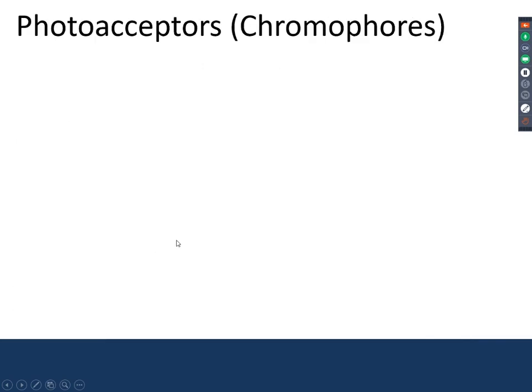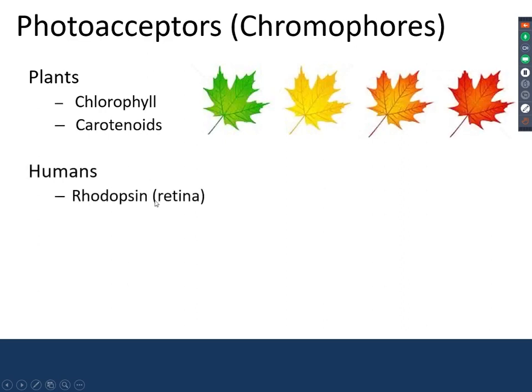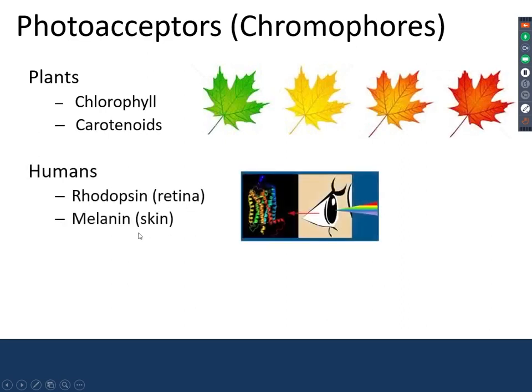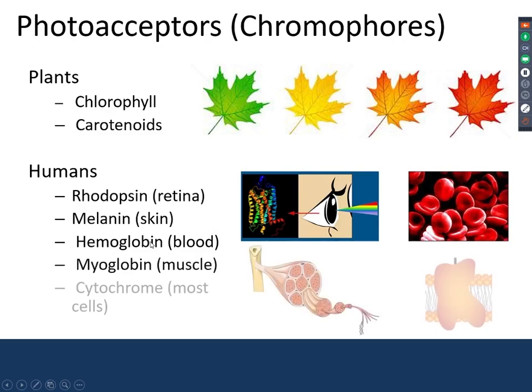Now, when it comes to photobiomodulation, the chromophore or photoacceptor that we're most interested in is obviously not chlorophyll like in plants, or rhodopsin in the retina, or melanin in the skin, or hemoglobin in the blood. We're interested specifically in cytochrome C oxidase in mitochondria. So that's the target photoacceptor, not myoglobin or melanin or rhodopsin.